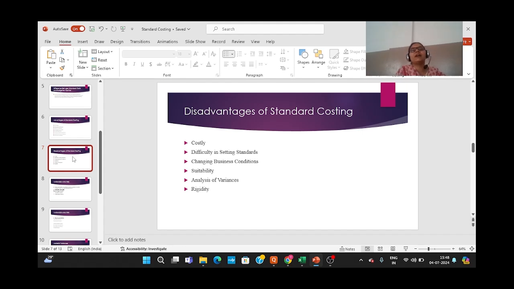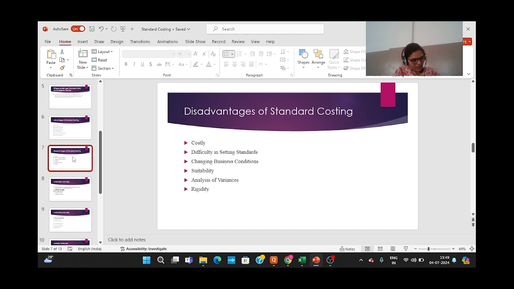Next is disadvantages of standard costing. As we know, it is a very scientific method for calculation of cost. So we can say it is a very costly system when it comes to the installation of a standard costing system. Difficulty in setting standards: in an industry where different types of people of different nature are working, it is very difficult to set standards in the standard costing method.